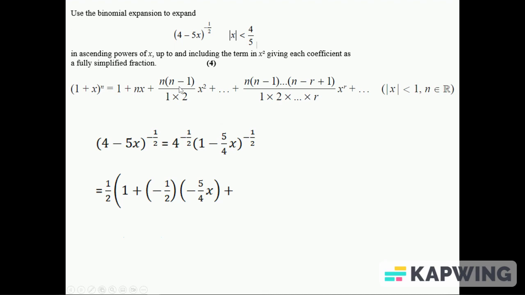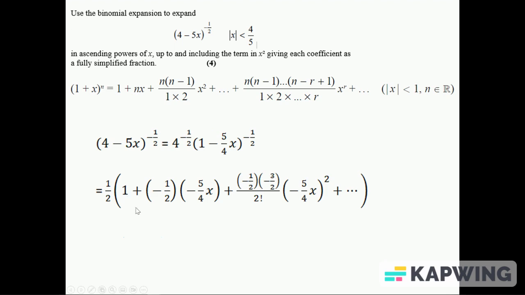The third term I've got n times n minus 1, over 2 factorial, or 1 times 2, and that's our x to the power of 2. The term after this one will be n times n minus 1 times n minus 2 over 1 times 2 times 3, and then x cubed. The 3 term, it's actually the 4th term. I call that the 0 term, and that's the first term really. That's the 1 term, and that's the 2 term. 2 at the bottom, 2 terms on the top, squared on the top.